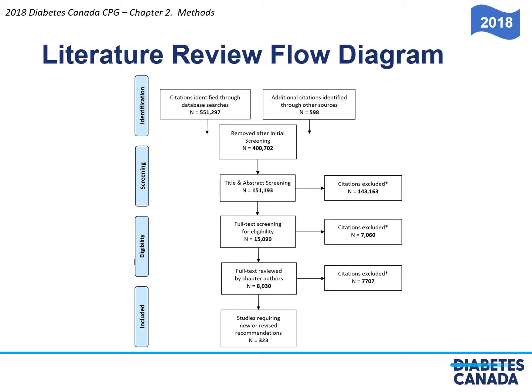As you can see in this figure, just over 500,000 citations were identified through databases. 400,000 were initially screened, and approximately 8,000 were generated to be reviewed by chapter authors. Of the 8,000, 323 citations required new or revised recommendations for this particular guideline.